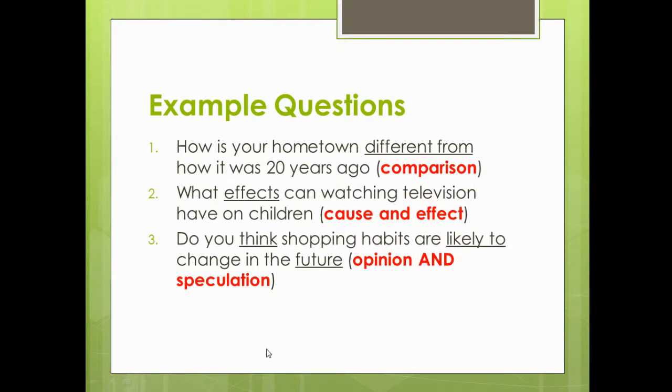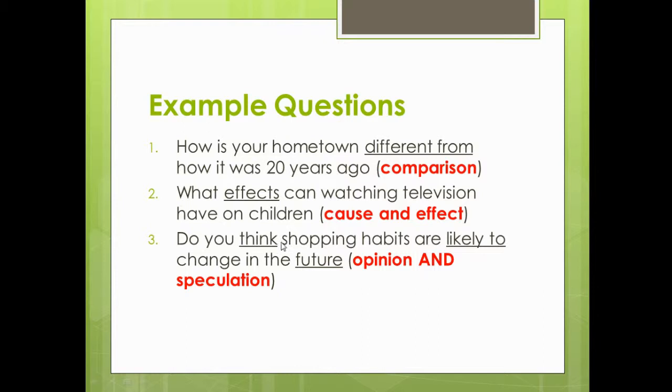And here are some example questions just to let you see real questions that try and test those particular functions. So for example, you might be asked, how is your hometown different from how it was 20 years ago? There's the key phrase, different from. So here you're being asked to make a comparison across time between your hometown now and how it was 20 years ago. Cause and effect. Well, what effects can watching television have on children? There's the giveaway word, effects. Here, you're being asked to express and talk about cause and effect relationships.